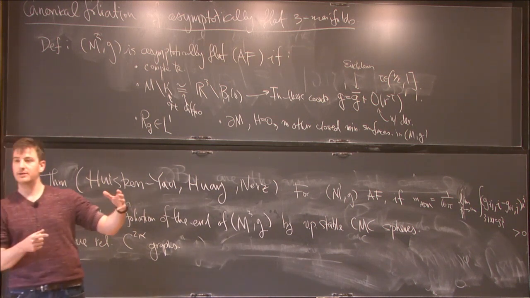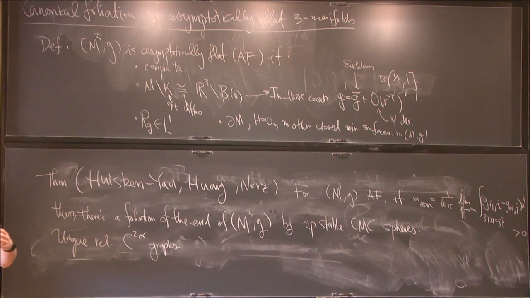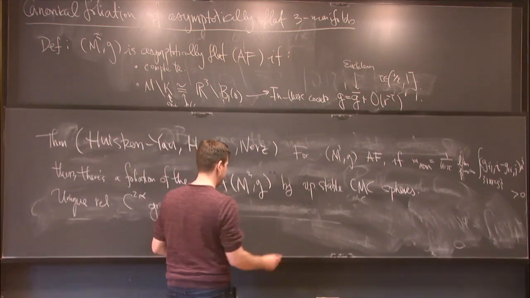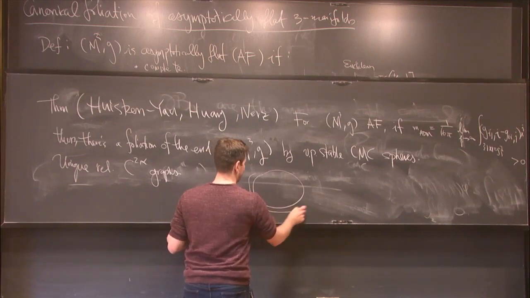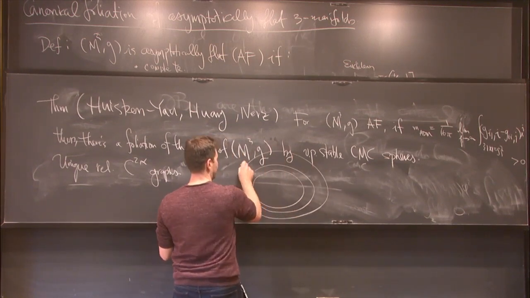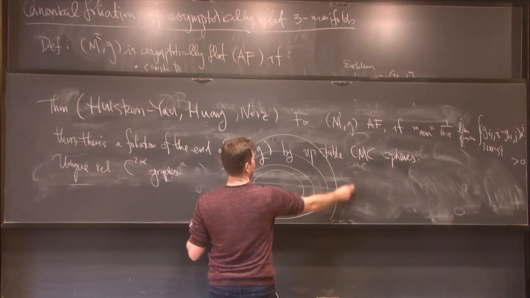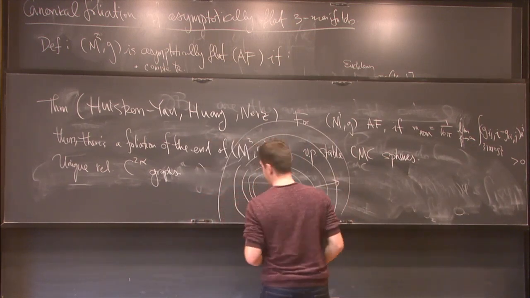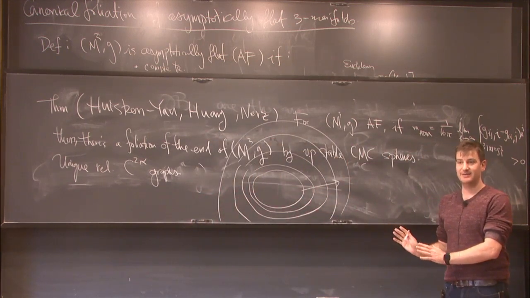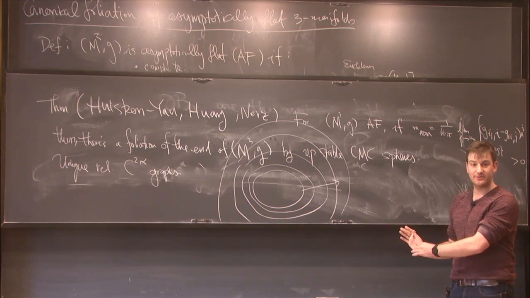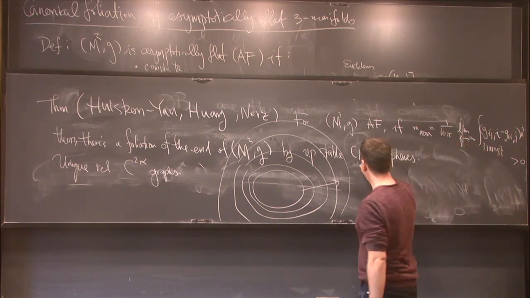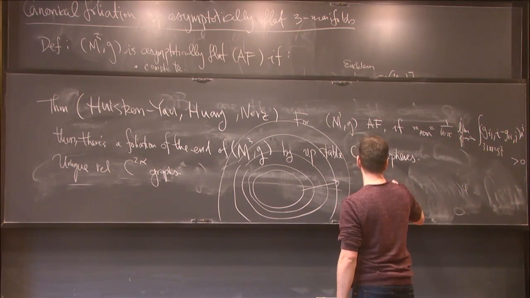Sure, the translation though, right? That's a C2 alpha graph. Yeah, thanks. And so, okay, here's my crummy picture. All right, so somehow they look sort of like this. They look roughly like round spheres in our coordinates, okay? And we call this the canonical foliation.